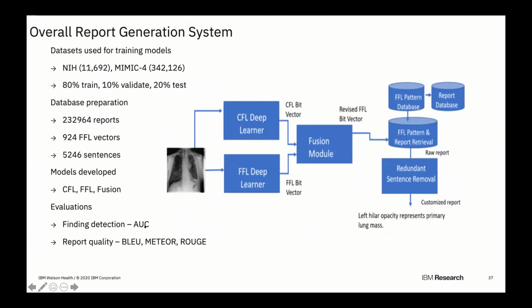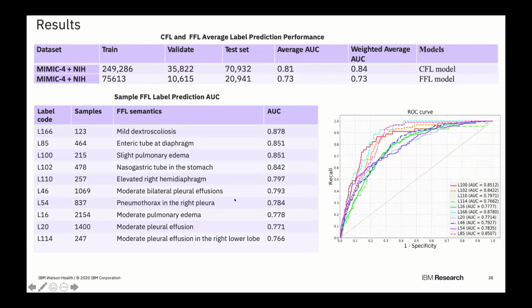So the overall report generation system has dual learners, a core finding and a deep finding learner, and a multimodal fusion module that tries to combine the findings, followed by a report generation stage. And the details are described over here. If you take the overall evaluation by putting all of these together, both the average AUC for core finding models and fine grain finding models, you can see it here.